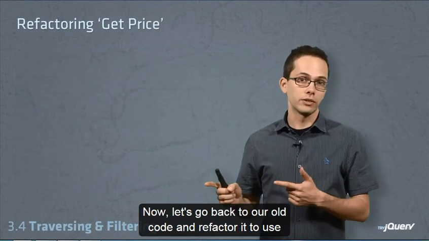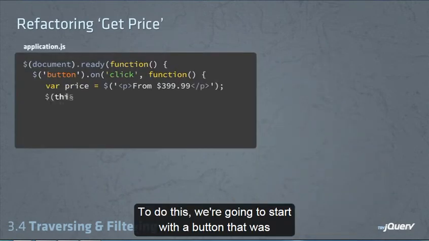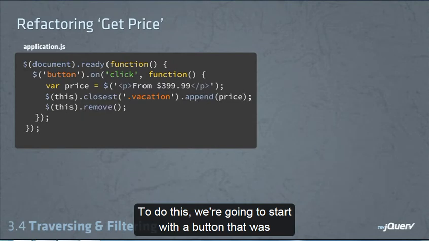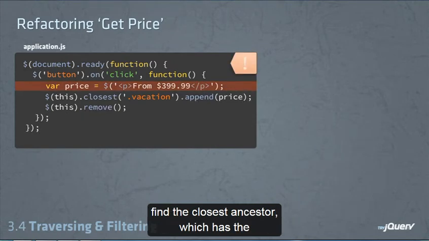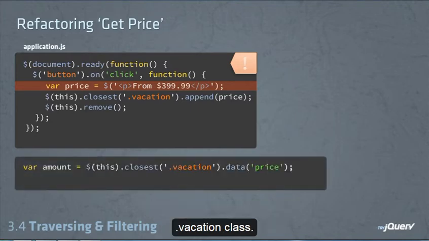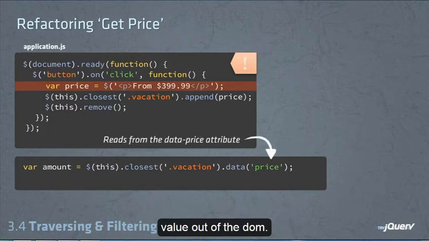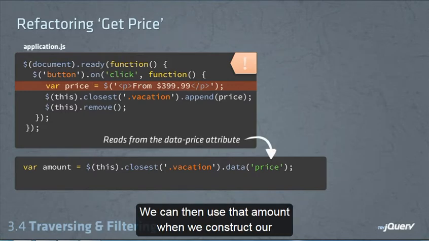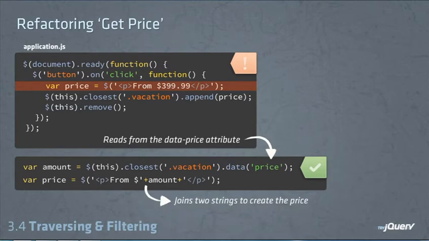Now let's go back to our old code and refactor it to use this data-price attribute. To do this, we're going to start with a button that was clicked, which is represented here by this. We're going to find the closest ancestor, which has the .vacation class, and then finally call the data method to get the price value out of the DOM. We can then use that amount when we construct our paragraph DOM node, which shows the price, like so.